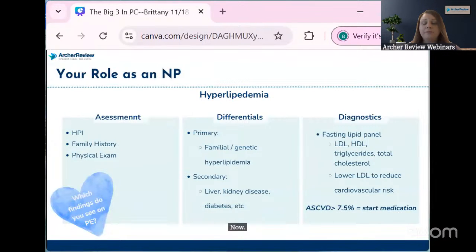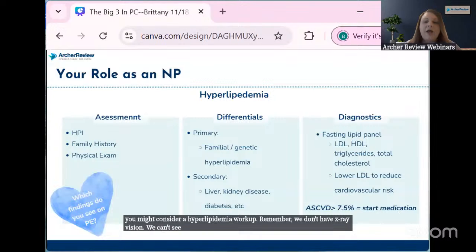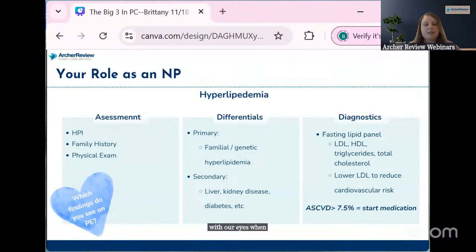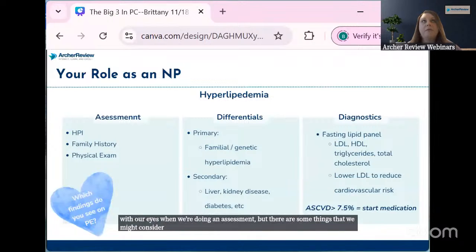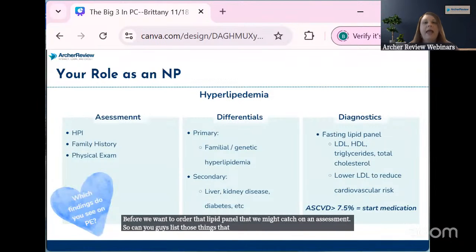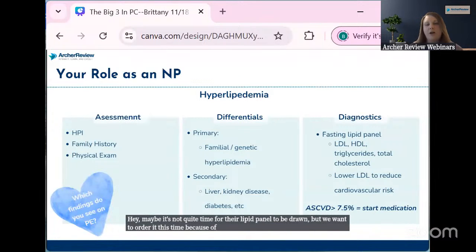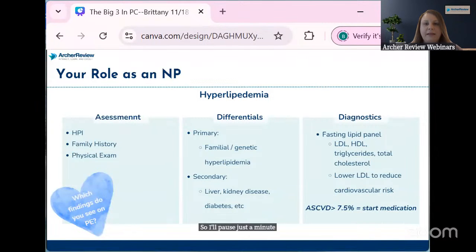Now, I want to know if you guys can put in the chat what physical exam findings you might consider in a hyperlipidemia workup. Remember, we don't have x-ray vision. We can't see inside their blood vessels with our eyes when we're doing an assessment, but there are some things we might catch that would make us want to order that lipid panel. Can you list those things that would warrant ordering it this time because of X, Y, and Z? What are y'all thinking about assessment findings? I'll pause a minute and let y'all put it in the chat.